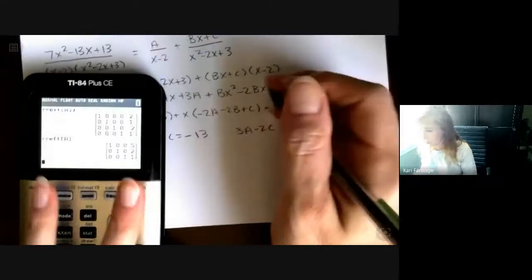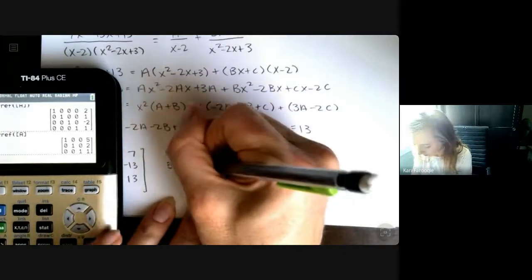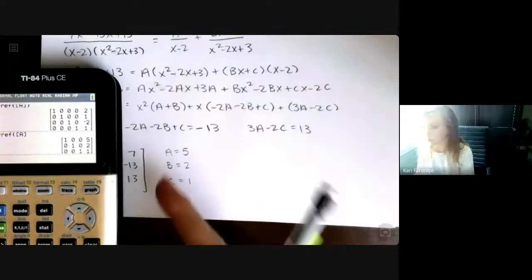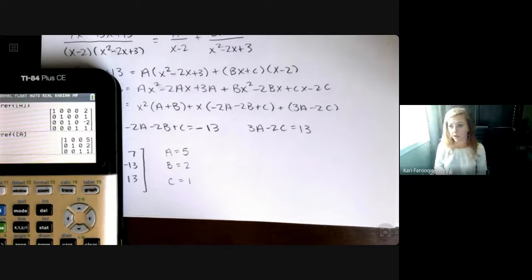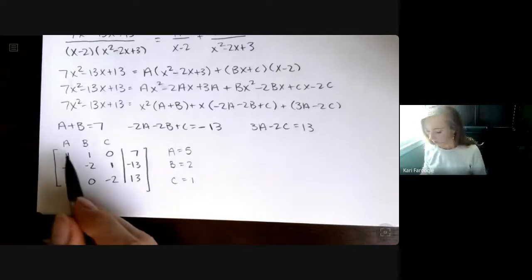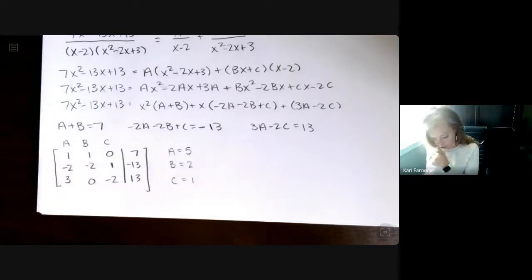Okay, so A equals 5, B equals 2, C equals 1. I'm not going to write this whole crazy matrix down. Doesn't matter. All we're looking for are the quantities A, B, and C, which we now have. And whatever order you put them in, that's what they're going to be down here. 5, 2, 1.